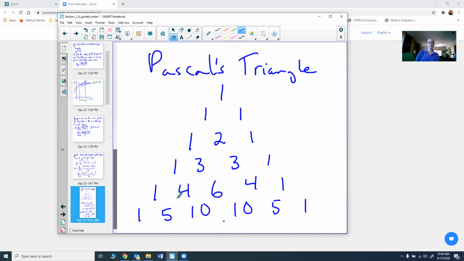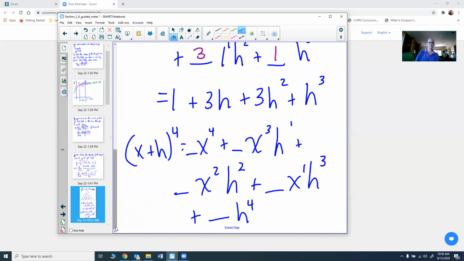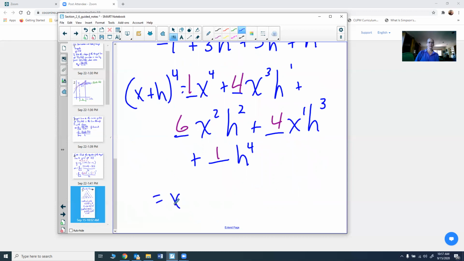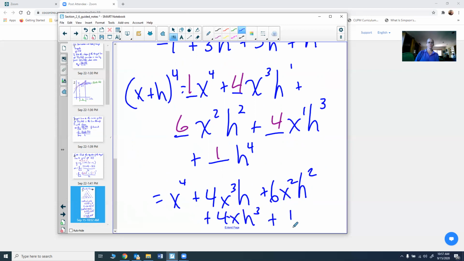So that means you will have 1, 4, 6, 4, 1. Which means that's now multiplied out as x to the 4th plus 4x cubed h plus 6x squared h squared plus 4x h cubed plus h to the 4th. And you can use this on any of these.